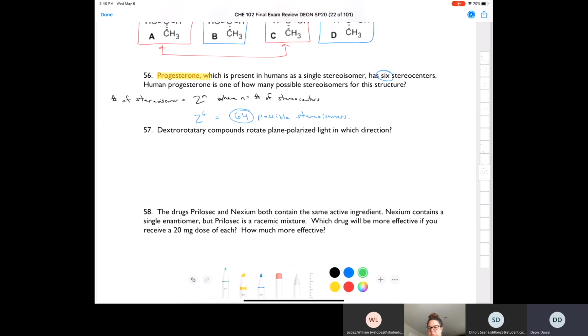The next one deals with dextrorotatory compounds. It says they rotate plane polarized light in which direction? And you might remember that we looked at chiral compounds. So let's say we had a chiral compound. I'll just come up with one off the top of my head. Let's say we have this compound and we have its mirror image. So I'll draw the mirror image of that compound the best I can anyway. So these two compounds are enantiomers of each other.